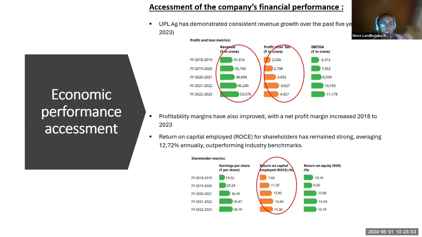So for UPL AG, it has demonstrated consistent revenue growth for the past 5 years, 2018 to 2023. You can see the result here. It has grown for these 5 years, and the profit after tax also. Their profitability margin has also improved, with the net margin increasing from 2018 to 2023. And also their return on capital employed, ROCE, for stakeholders remains strong, averaging 12.72% annually, which outperforms industry benchmarks. You can follow.